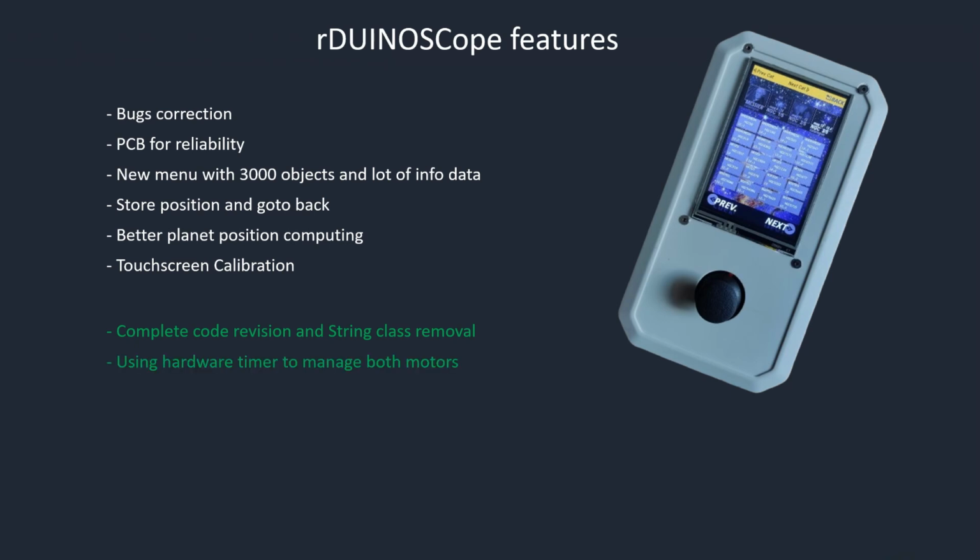Second major modification, the motor management. I used timers. There is a timer that was already used for the tracking in this code. I used two other hardware timers of the Arduino for right ascension and declination movements, which bring a lot of improvements since it increased the speed of the motors and reduced their noise.